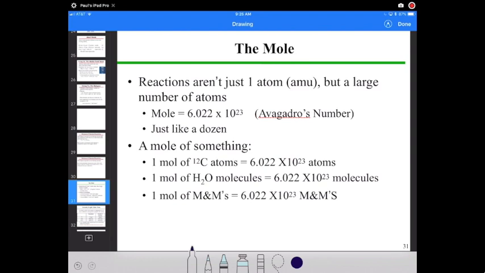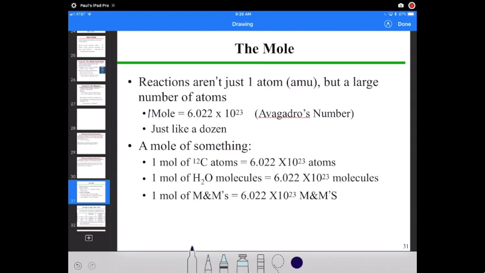And so we're going to define a number. 1 mole is, Avogadro is given the credit for this, 6.022 times 10 to the 23rd things. Okay? And so it is just like a dozen, it's a number. And so if I had 1 mole of carbon-12 atoms, I'll have 6.02 times 10 to the 23rd. Or if I had 1 mole of water atoms, I have 6.02 times 10 to the 23rd. If I have 1 mole of M&Ms.